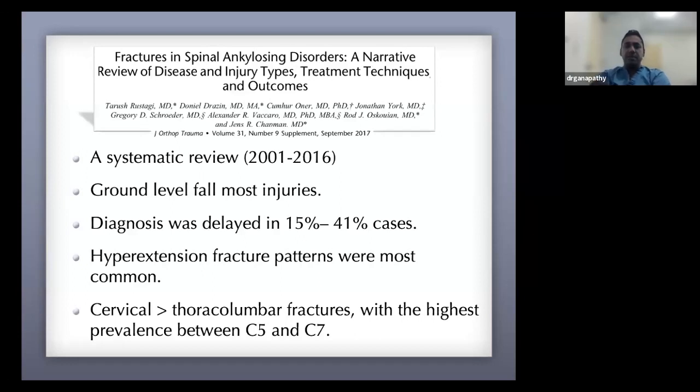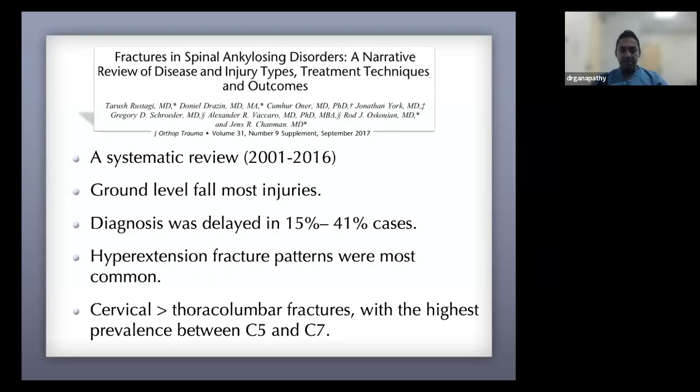This is a review of the disease process, the injury types, the treatment techniques, and outcomes. This is a systematic review from 2001 to 2016. Most of those were ground level falls. The delayed diagnosis was 15% to 40%. That's staggering. Again, my dad used to say, what your mind doesn't know, your eyes can't see. So if you can't understand what the X-ray or the patient clinical picture looks like, this can be easily missed as a more innocent fracture.